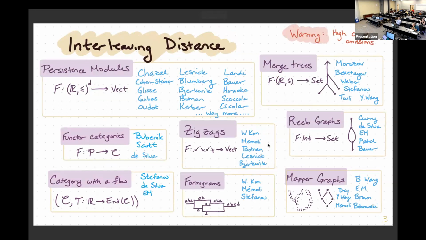Now, clearly there's been a lot of work on this as a general subject area for a while. My apologies if you think your name should be on here and it's not, and you should yell at me later, and I'm happy to add it on because I'm sure I missed somebody. The concept of interleaving distance started when we were thinking about generalizing bottleneck distance to single parameter persistence modules, but then has expanded into all these different frameworks where you can use these ideas to come up with distances.